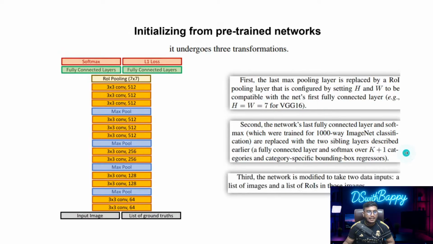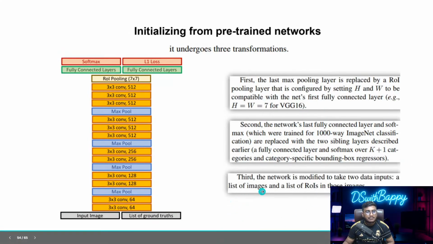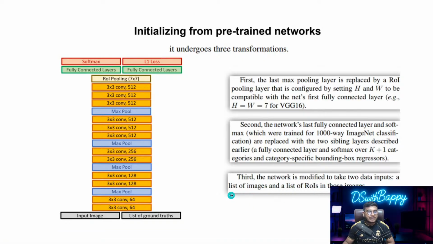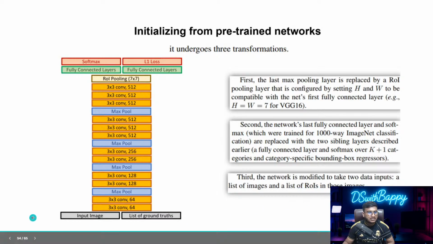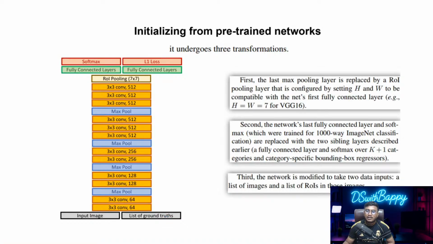And the third change they have done: the network is modified to take two input data, a list of images and a list of the ROIs in those images. That means your input image and the list of the ground truth values. Where do you get the ground truth values? I think you remember we perform data annotation, and after data annotation we get the annotated file. This is called the ground truth value.